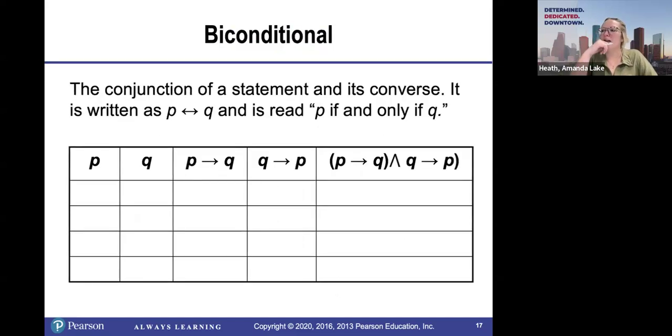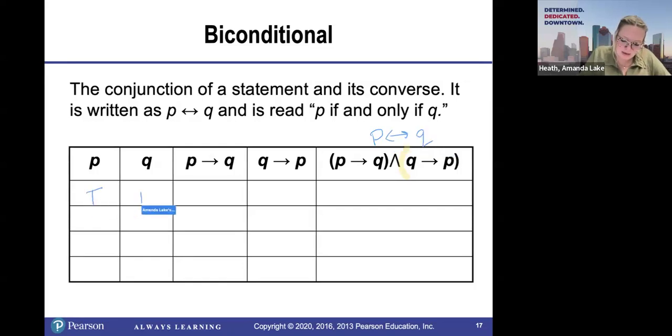All right, and then the conjunction of a statement and its converse is what we call a biconditional. So this would be, if P then Q, and if Q then P. So I think I'm missing a parenthesis there. Sorry, parentheses. All right, so we can fill out the truth table for the biconditional statement to figure out when this is true. So this is the same thing as P if and only if Q.